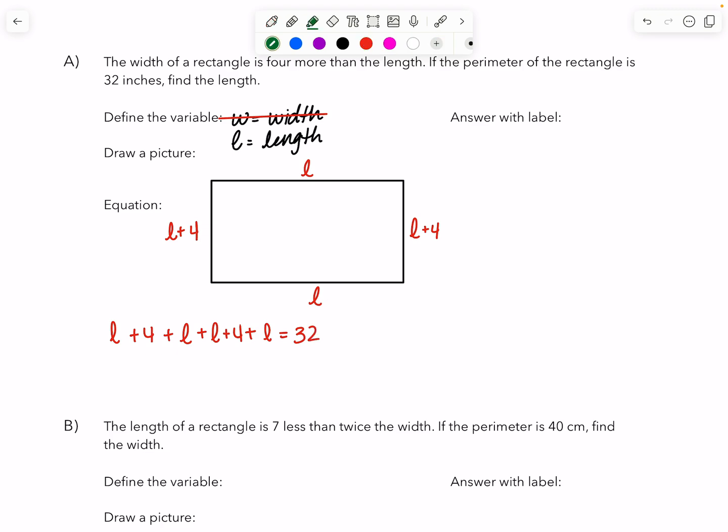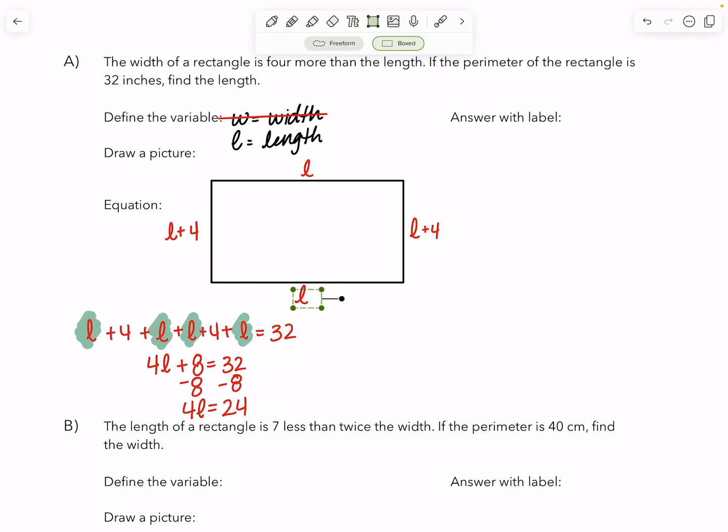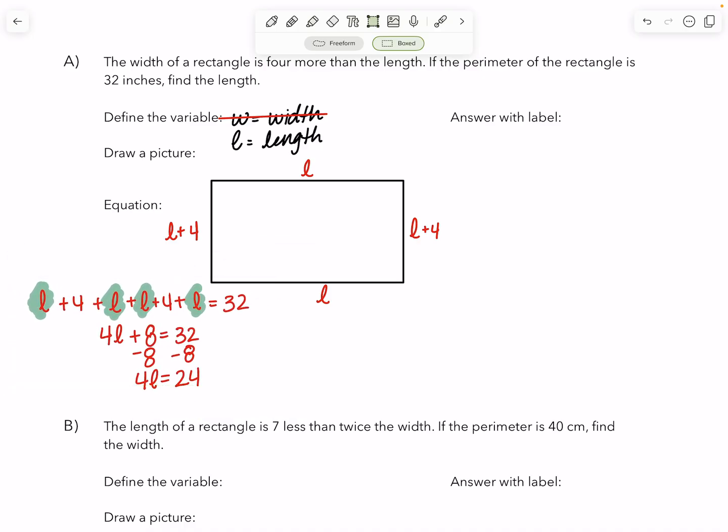All right, I will go ahead and combine my like terms. 1L, 2L, 3L, 4L's. So I have 4L plus 8 equals 32, minus 8 from both sides. So I get 4L equals 24. I'm running out of space, so I'll move it up a little bit. All right, divide both sides by 4.